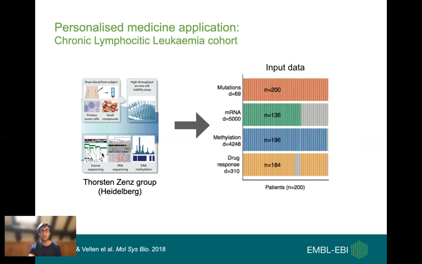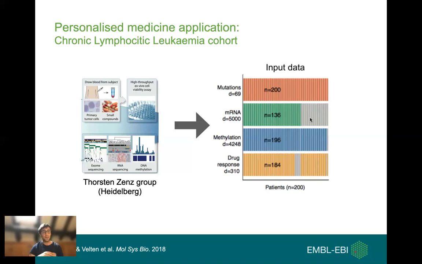And the data consists of 200 patients where we derived 4 different data modalities. On one side, we have somatic mutation data for a panel of pre-selected 69 mutations. And importantly, this data is binary. So it's 1 or 0. Then we have mRNA expression for 5,000 genes. So that's the most variable 5,000 genes. And interestingly, only for a subset of those patients. So for roughly a third of patients, we don't have RNA expression data.